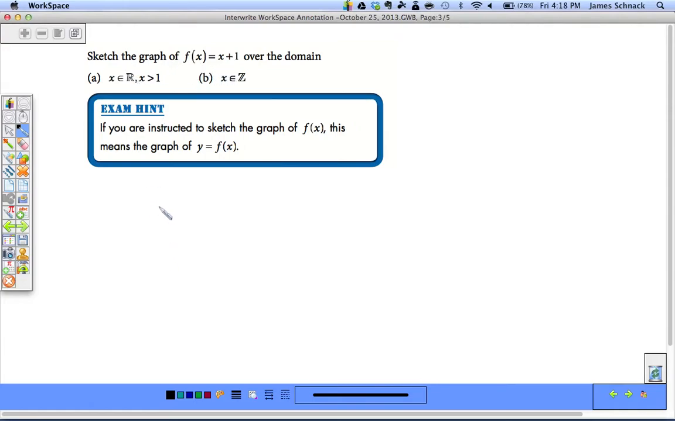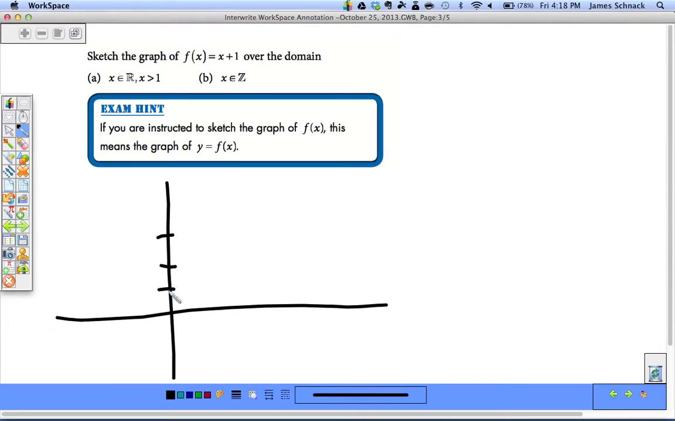Sketch the graph of f of x equals x plus 1 over the domain where x is an element of the reals and x has to be greater than 1. x plus 1 is a line that has a y-intercept of 1 and a slope of positive 1. So this line looks like that. But it also says that x has to be greater than 1, so x cannot be less than 1. This part of the line has to go away, and because it's strictly greater than 1, we change this endpoint to an open dot like that. There is our graph.